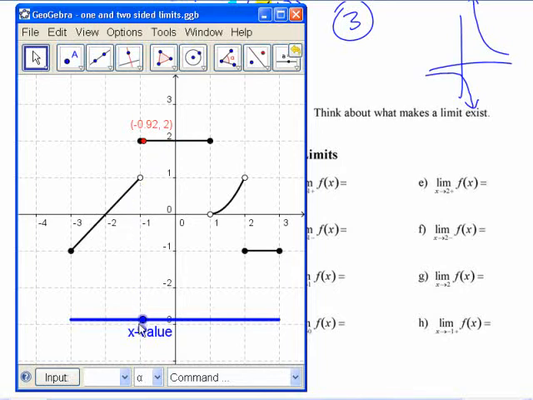When we're approaching -1 from the right, the function's zeroing in on 2. From the left, it's heading for 1. Since it's headed for different things from different sides, there's no limit at that point. There's a right-hand limit, which is 2, and a left-hand limit, which is 1, but there's no two-sided limit here.